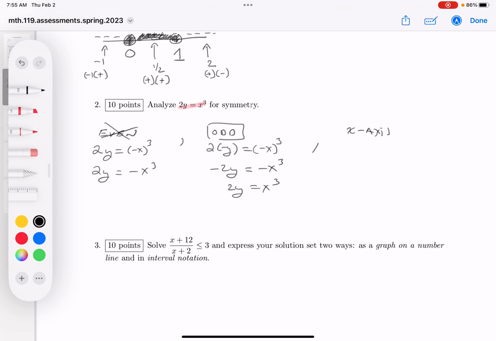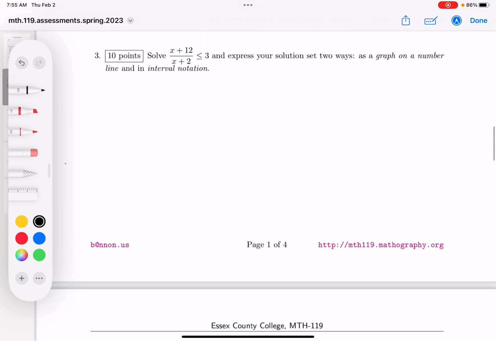How do you do that? You replace y by minus y. And that would give you minus 2y equals x cubed. And that's clearly not the same thing. All right, it's only odd symmetry. But let's do number 3.